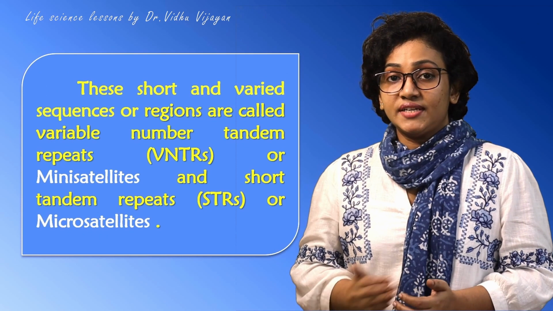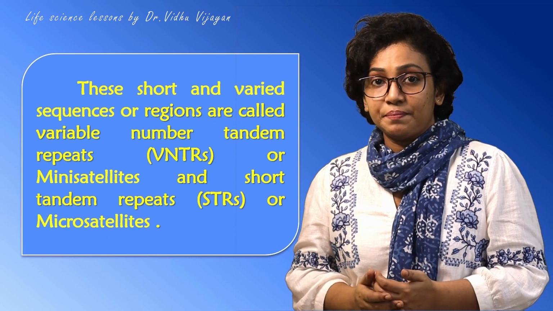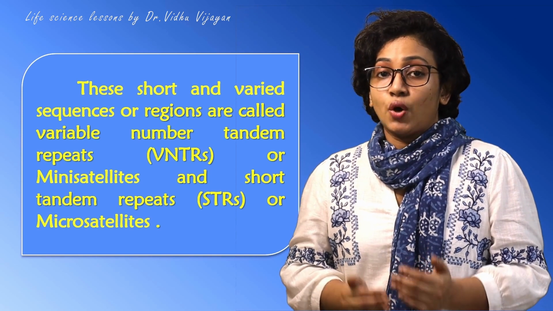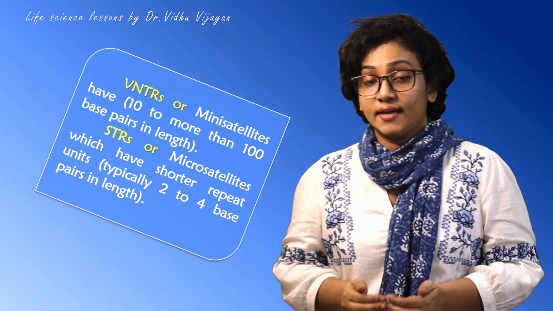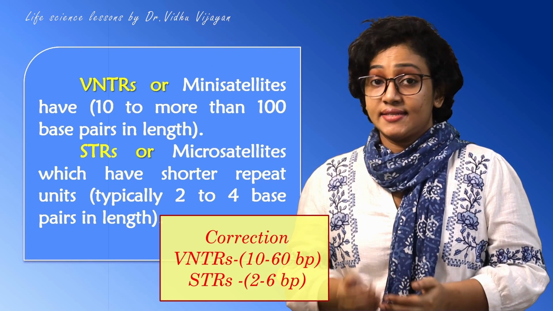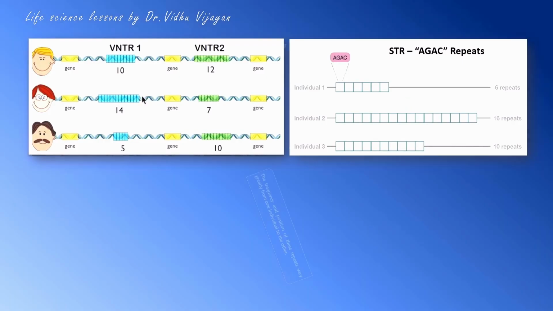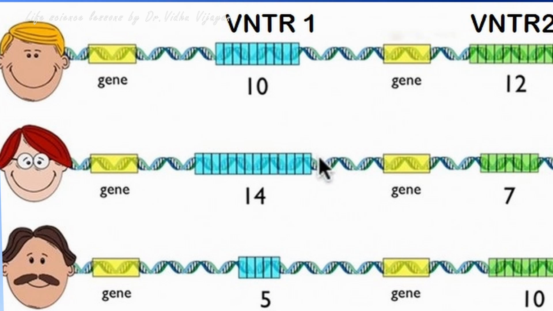These short and varied sequences or regions are called variable number tandem repeats (VNTRs) or mini-satellites, and short tandem repeats (STRs) or microsatellites. VNTRs or mini-satellites are 10 to 100 base pairs in length. STRs or microsatellites are 2 to 4 base pairs in length. The frequency and position of these repeats vary greatly from one individual to the other.